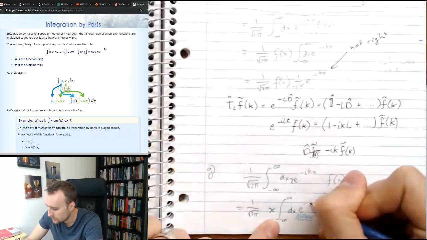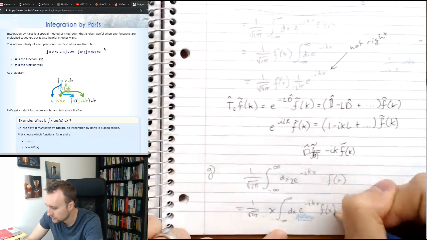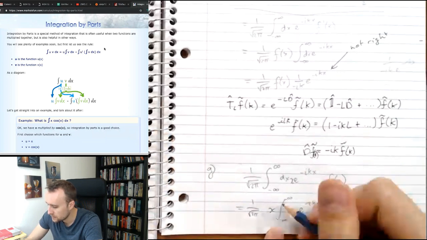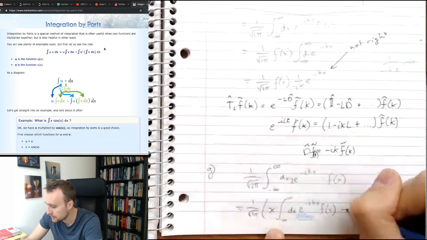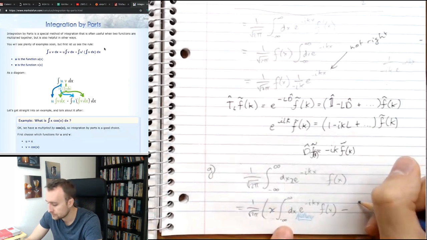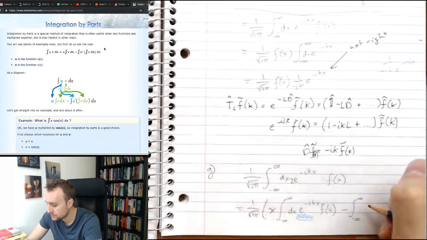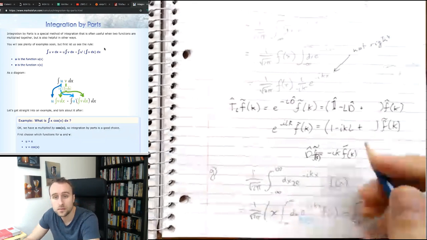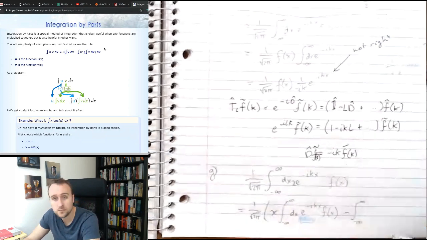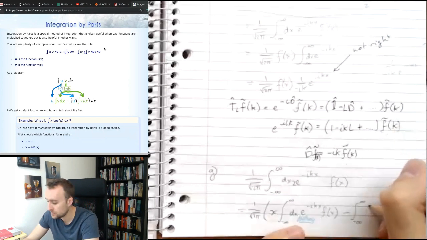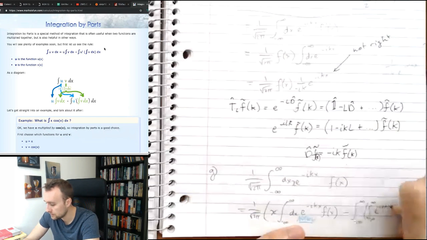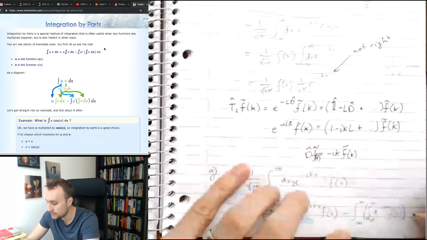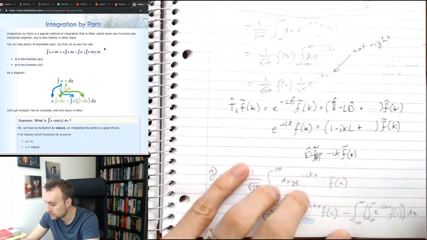X dx e to the I k x f of x, minus... this is one, because x zero to x is just one, so we can just ignore that. One times v, which is e to the negative I k x f of x dx.